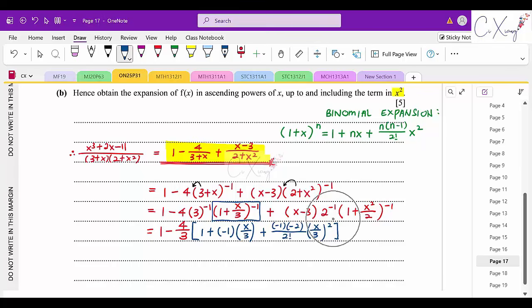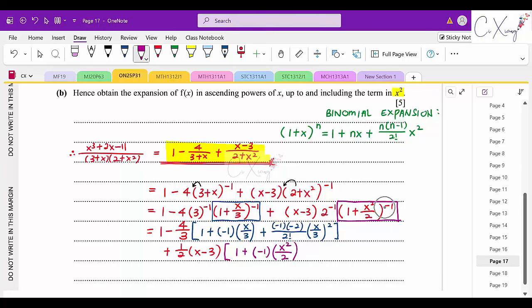Then follow the next. I'm having 2 power negative 1 with x minus 3. So what I do here is I just take plus half with the x minus 3. And now I want to expand this particular bracket with a power negative 1 by using purple color. So again, how do I expand it? Still follow the binomial expansion formula. First term is always a 1. Second term is nx. So my n is negative 1. X is the second term in the bracket, which is x squared over 2.